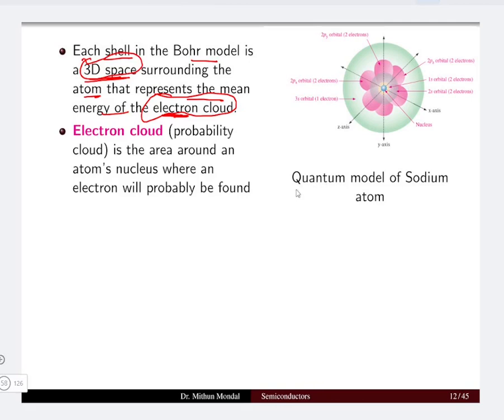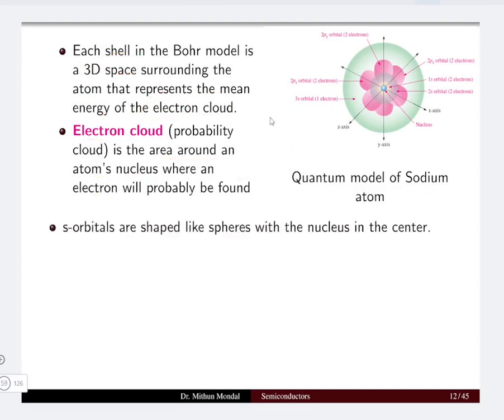So we can see the quantum model of the sodium atom. The sodium atom quantum model is represented here, where the electron cloud, which is known as the probability cloud, is defined as the area around an atom's nucleus where the electron will probably be found. So we can't say the exact position; rather, we say the probability of the presence of the electron, and that is known as the probability cloud or the electron cloud.